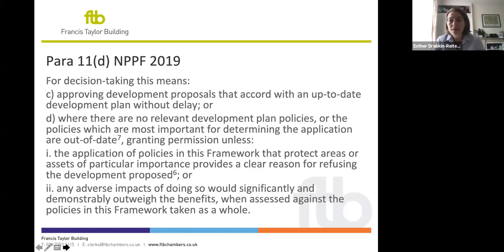Paragraph D is then followed by limbs 1 and 2, which set out certain circumstances in which the tilted balance, where it is triggered, is disapplied because either of those provisions apply. Then footnote 6 in limb 1 should also be noted, which sets out a list of policies which protect areas or assets of particular importance, which are capable of constituting a reason for disapplying the tilted balance.